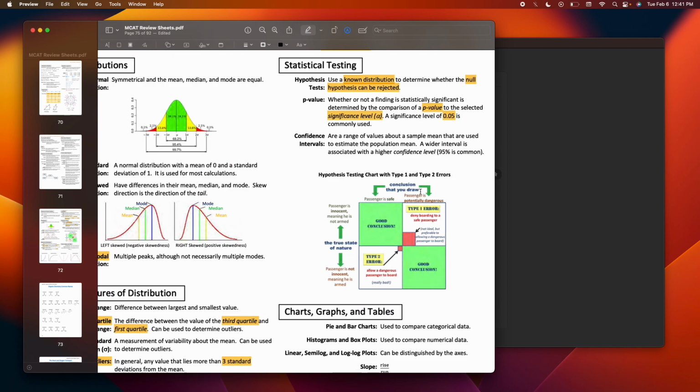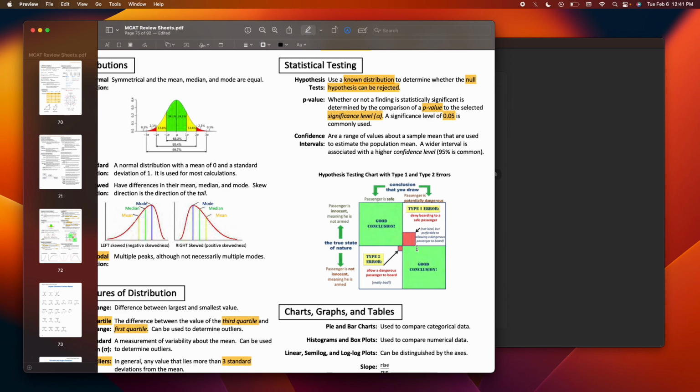Hypothesis testing chart with type 1 and type 2 errors. So these are the conclusions that you draw, and these are the true states of nature. So we, for example, predict that the passenger is safe. And based on the truth of it, the passenger is innocent, meaning he is not armed. So we had a good conclusion, or we call it a hit in psychology. So you hit the target, you didn't miss it.